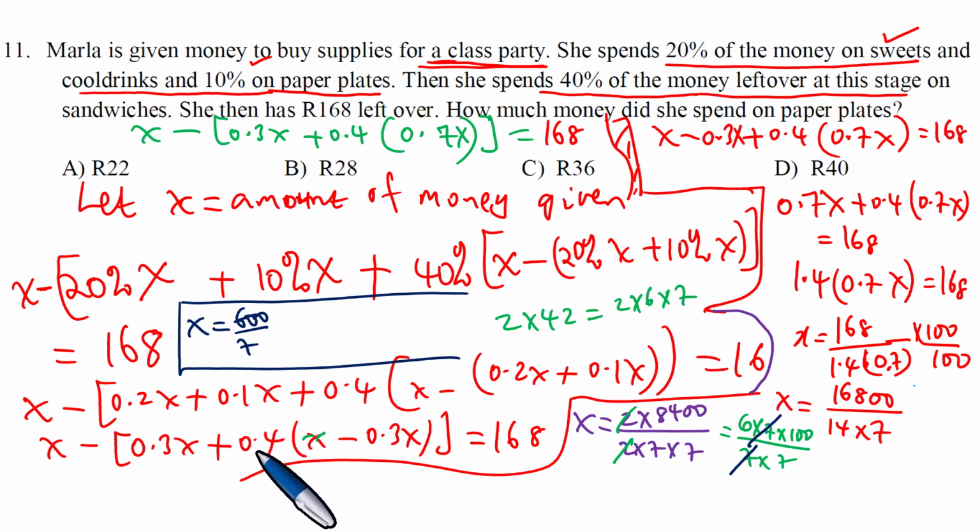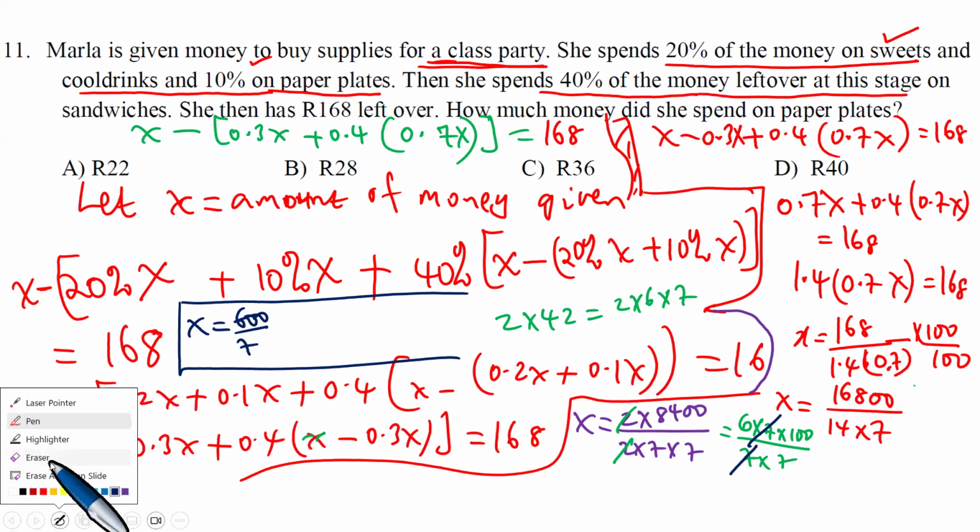But this is not the answer yet, because the question is how much money she spent on the paper plates. She spends 20% of the money on sweets and cold drinks and 10% on paper plates. So you need to take this amount and get 10% of it. The examiner was nice to us, because now we can get 10% of this. What is 10% of this? It's 10 over 100 of x.